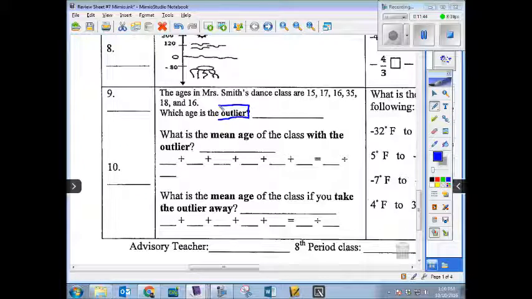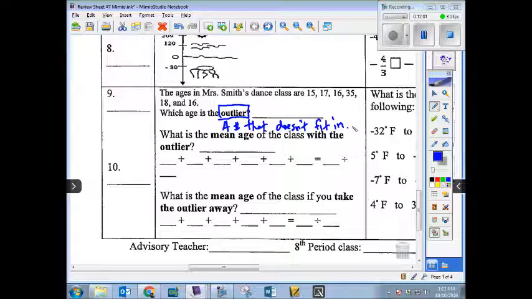An outlier. Okay, I'm going to tell you what an outlier is because this is new. An outlier is a number that doesn't belong. So I'll write that. A number that doesn't belong or doesn't fit in, or it doesn't look like the rest. A number that doesn't fit in or belong.